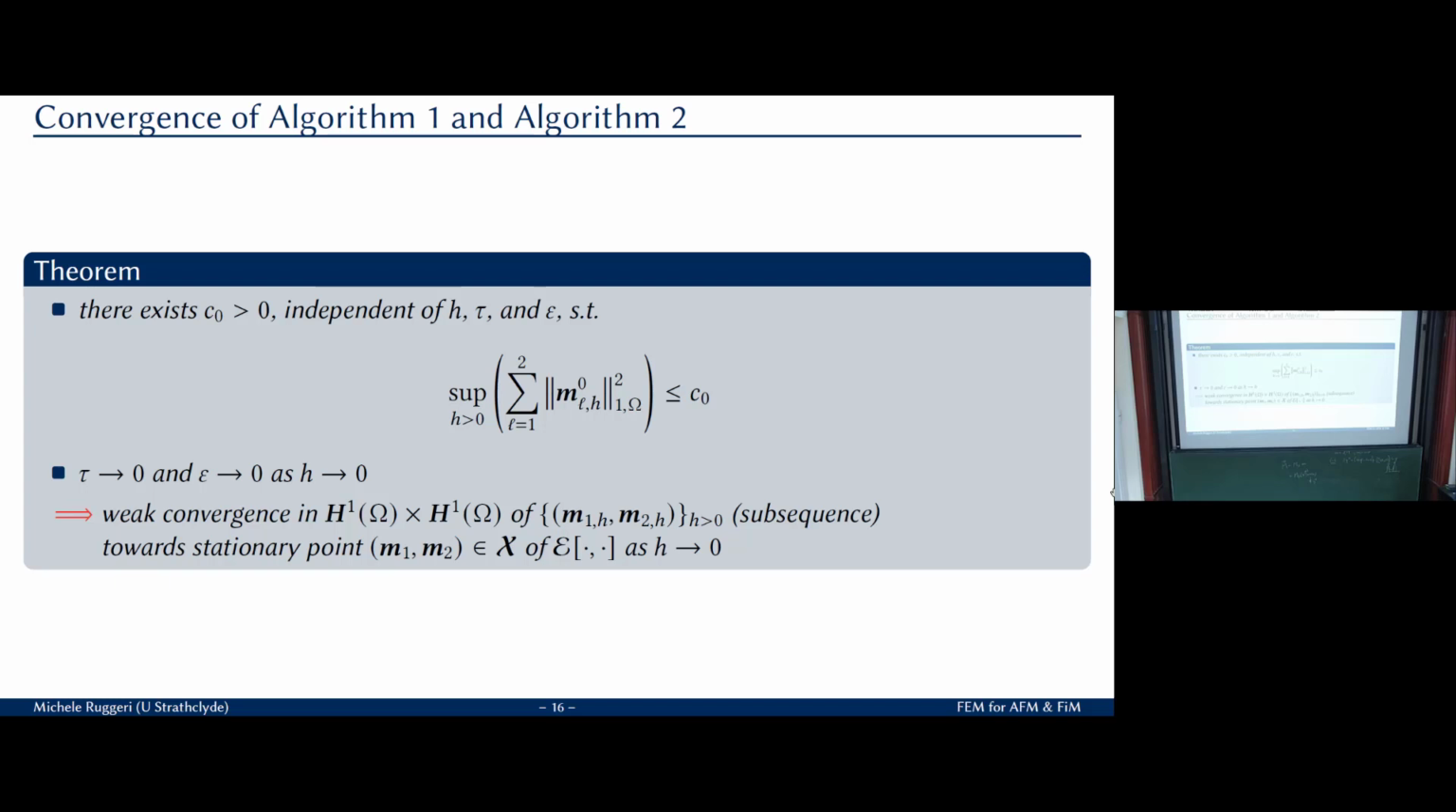convergence result. So if the initial guess is uniformly bounded independently of the discretization parameters, which is essentially not an assumption because you can choose them as you like, so you can make them independent of everything, then, assuming that tau and epsilon go to 0 as h goes to 0, just to have only one discretization parameter, but unconditionally, what we can prove is this convergence result. Upon extraction of a subsequence, the sequence of approximate stationary points will converge towards a stationary point of the energy.